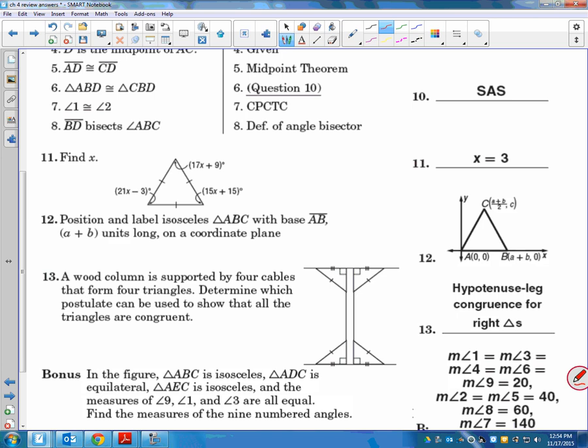Whoa, did anybody do that for 13? Is the hypotenuse leg congruence for right triangles? A wood column is supported by 4 cables that form 4 triangles. Determine which postulate can be shown that all the triangles are congruent. Did you even learn that theorem? I feel like that's a theorem that we haven't learned. Maybe that was a little extra one.